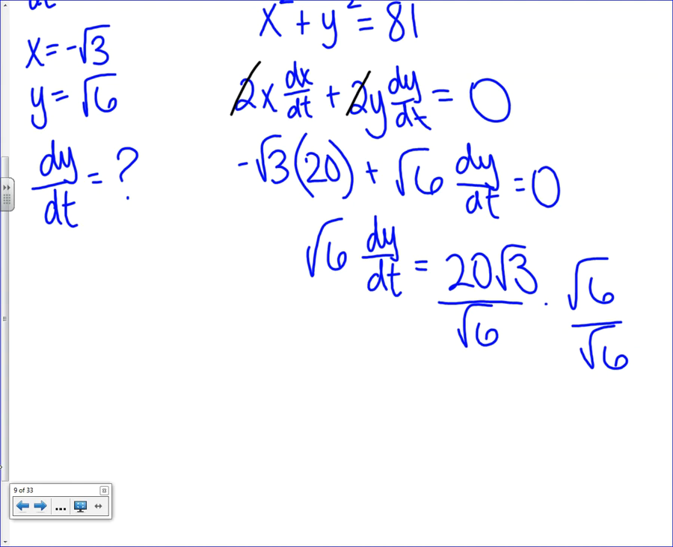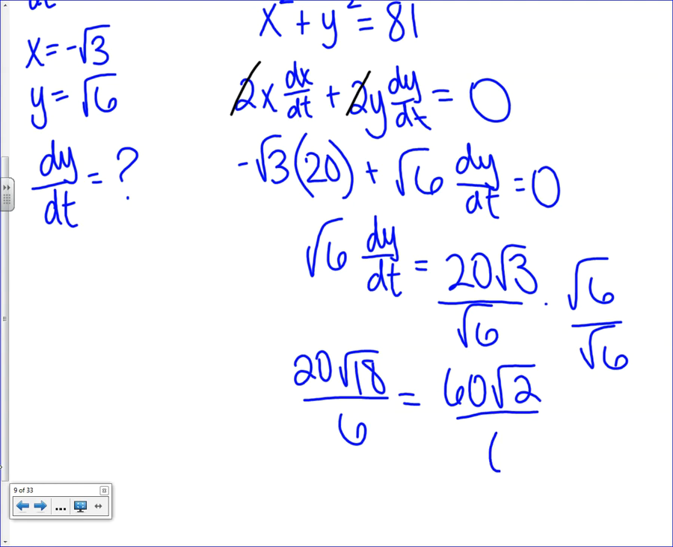So I now have 20 radical 18 over 6. But radical 18 can be broken down. We can take out a 9, which really comes out as a 3. So 3 times 20 is 60. And I'll have a 2 left in there. And now I get my 10 radical 2 for my answer.